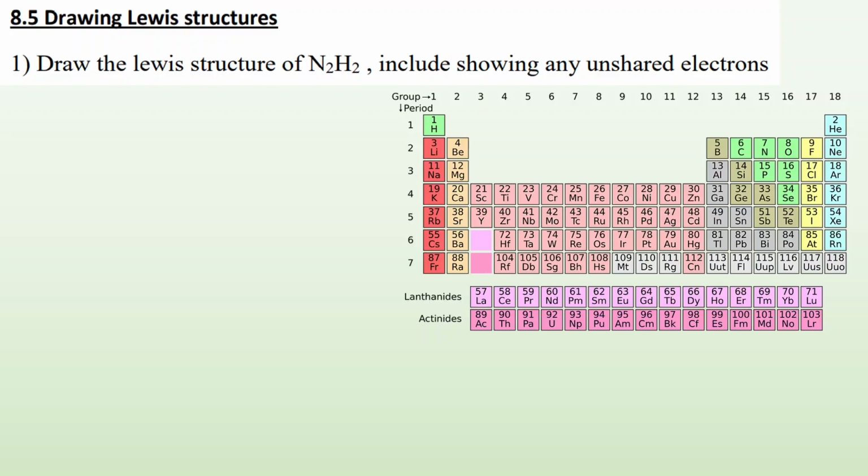Mr. Donahue here again. This time we're going to take a look at some practice problems for drawing Lewis structures. Number 1, draw the Lewis structure for N2H2, including any unshared electrons. So first thing we need to do is figure out how many valence electrons there are.